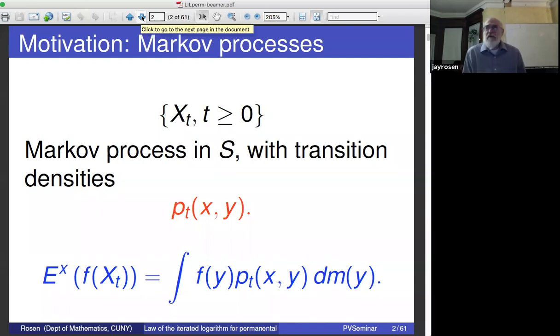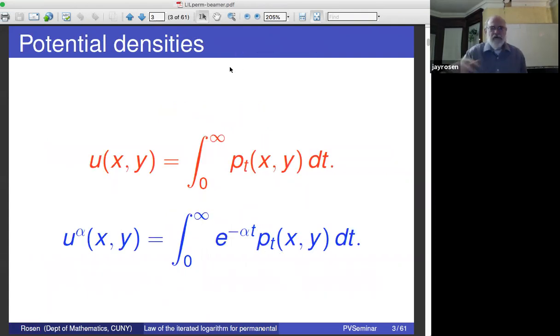So we have a Markov process called x sub t, in some state space. You can think of it as the real line or some subset of the real line. That's what we'll be dealing with mostly. And it has transition densities, p_t(x,y), which means that when you calculate the expectation, you get it in terms of p_t.